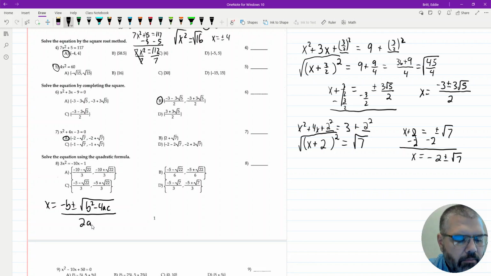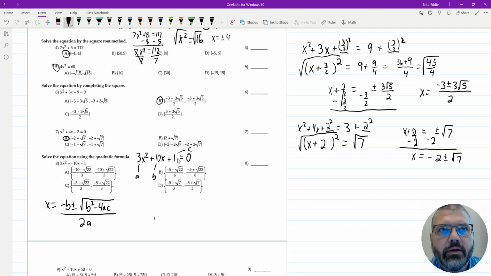Alright, and so before I can use the formula, everything has to be on the same side of the equal sign. So I'm going to take the negative 10x and the negative 1, and I'm going to move them both over to the left side of the equation. So when I do that, I'm going to have 3x squared, and then I'll have plus 10x plus 1 equals 0. Alright, so in my quadratic formula, A is positive 3, B is positive 10, and C is positive 1. Have to make sure we look at the signs in front of the numbers.